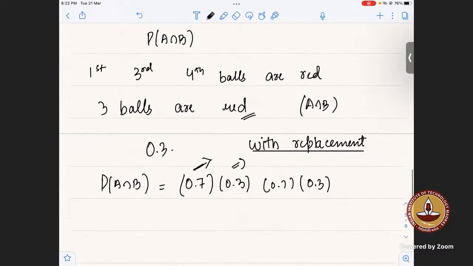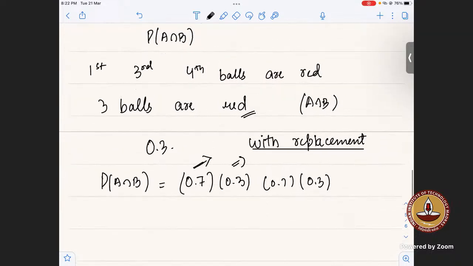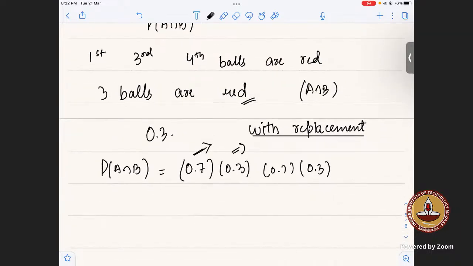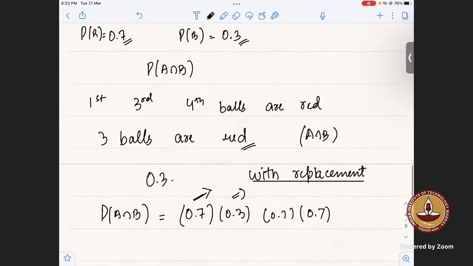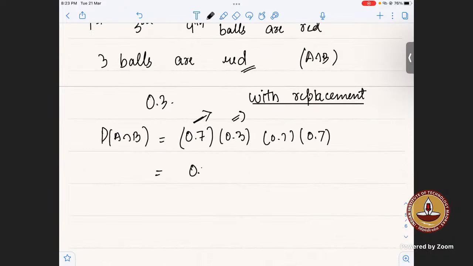Sir, fourth one is also red, right? No, sorry. Okay, yeah, sorry, that's a mistake on my part. Fourth one is also red, right? You understand that the probability of red will always remain 0.7 because it is with replacement, so these probabilities will not change. So the probability of A intersection B will be 0.7 raised to power 3 into 0.3.